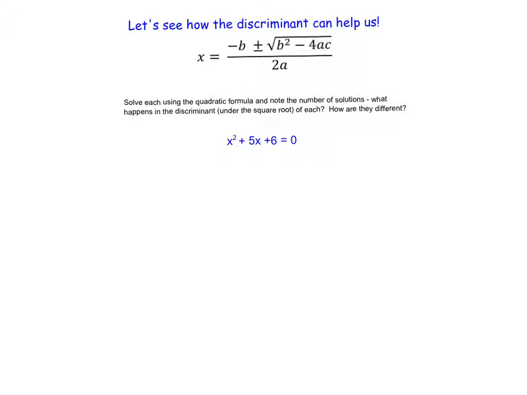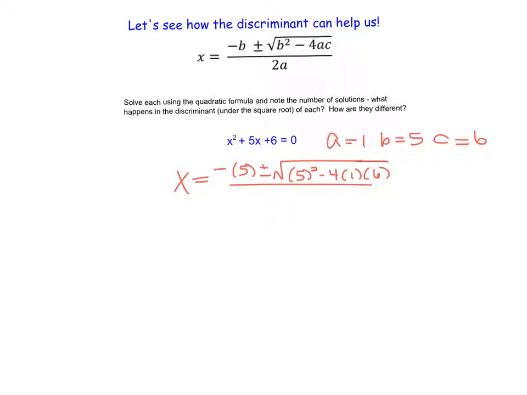All right, so question number 2. This one we have an a value equal to 1, a b value equal to 5, and a c value equal to 6. So if I use the quadratic formula to solve this, I have negative b plus or minus the square root of b squared minus 4 times a times c, all divided by 2 times a.